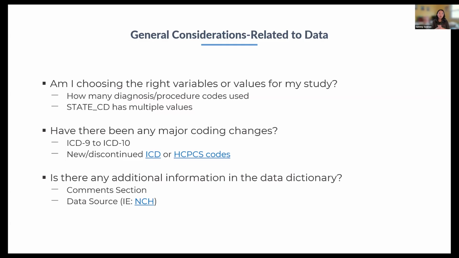The data dictionaries, both from ResDAC and CCW, will also include a data source. And sometimes CMS actually posts the data dictionaries for the data source itself. So you have here the NCH, I believe it's the National Claims History. So if you see any variables where the source says NCH, you can actually look up that data dictionary. And sometimes that data dictionary has additional information that explains what you're seeing.